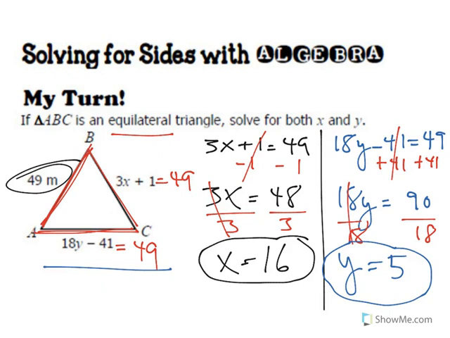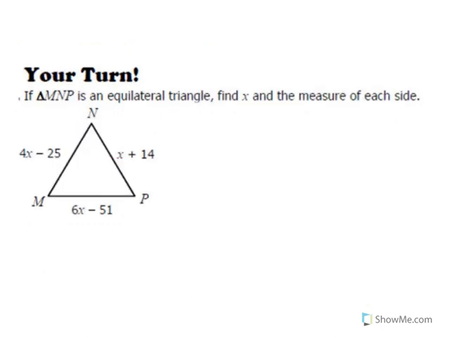Okay, so pay close attention. We're given clues. Even though we're given expressions, if we're given one side, we can easily set each one of those expressions to 49 like we did. Solve for x, solve for y, and we're good. Alrighty. Let's go ahead and take a few minutes, hit pause, and work this one on your own.